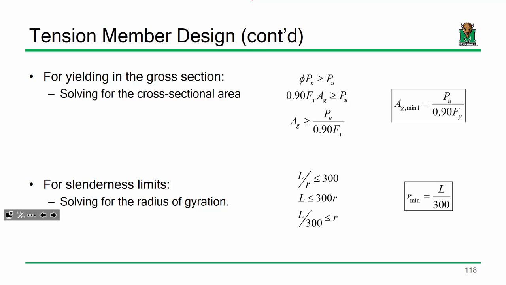Now I'm calling that Ag min 1 because I'm ultimately going to solve for an Ag min 2 for fracture. So if you're wondering where the 1 and 2 come from. Okay, so that is yielding.